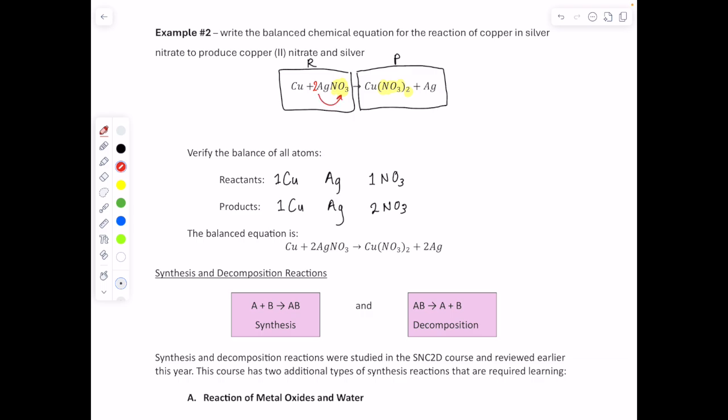But remember, this now also changes the number of silver. So in the reactants, there are 2 silver. I need that to be the same in the products. In order for there to be 2 silver in the products, I will have to draw a coefficient, number 2, in front of the silver. So let's double check after we've done these changes. 1 copper, 1 copper, 2 silver, 2 silver, 2 nitrate, 2 nitrate. This is a balanced equation.